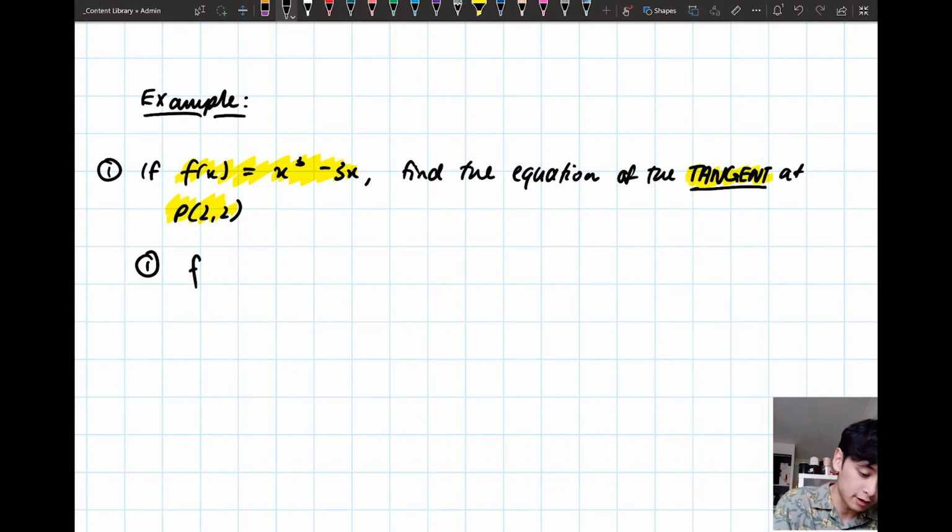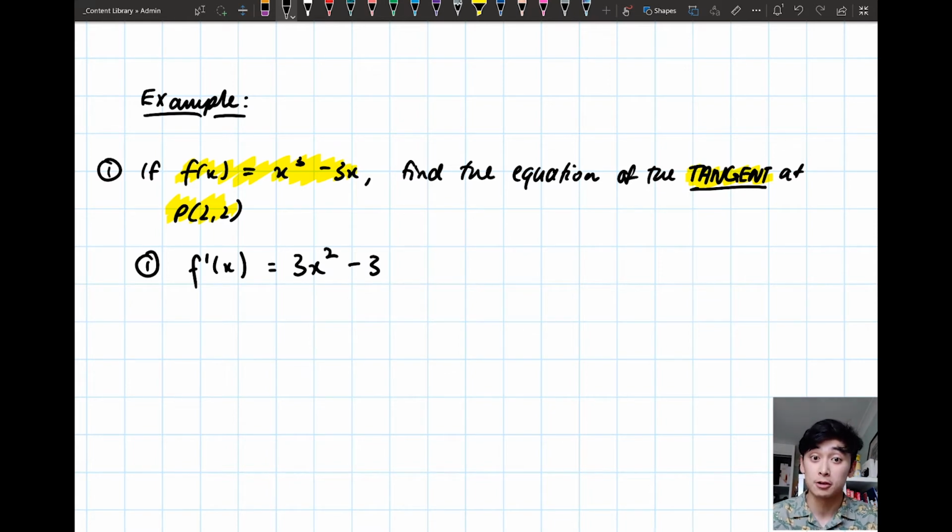So here I'm going to write f dash of x is equal to, I'm differentiating, bringing the power down for this one and subtracting 1 from each of the powers. So 3x squared minus 3. So I differentiated. This is my gradient function. f dash of x is my gradient function.